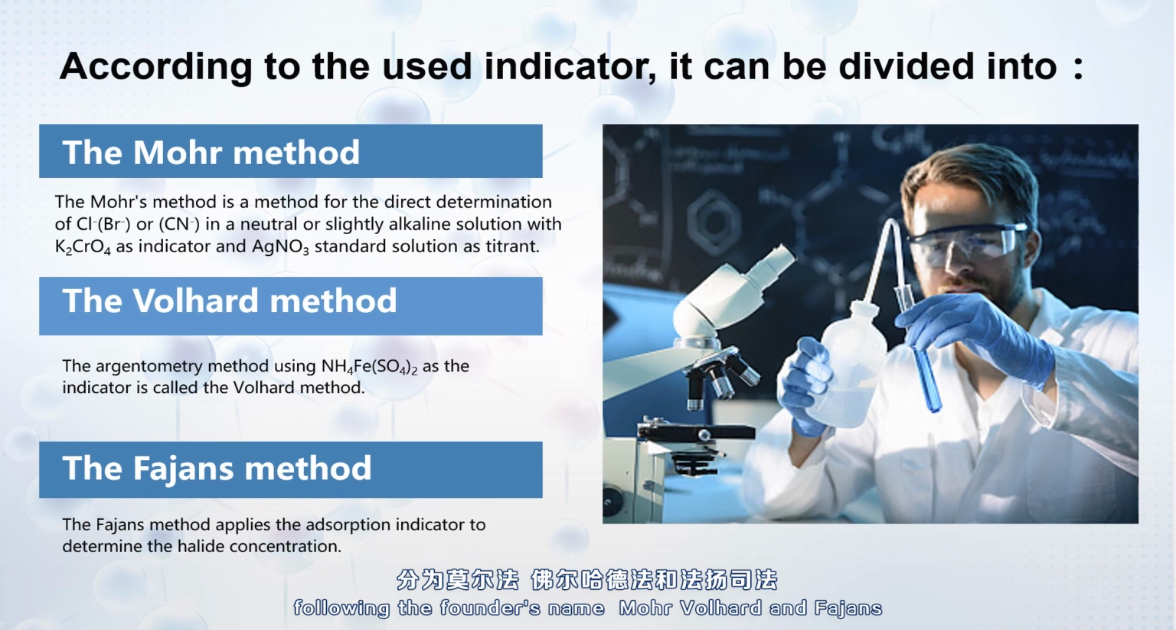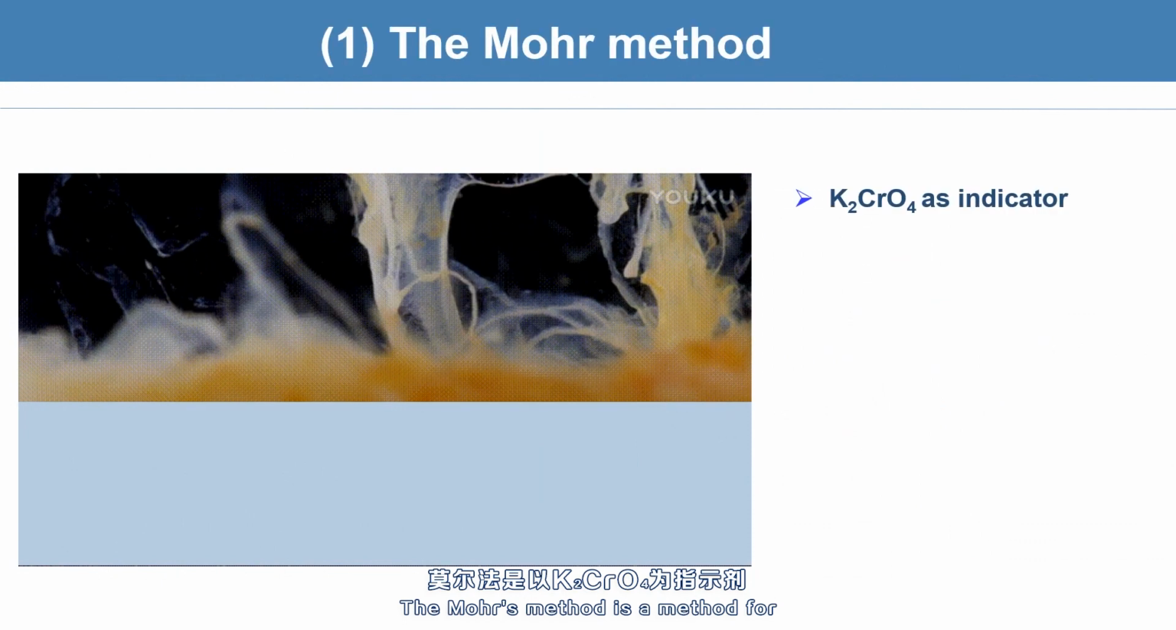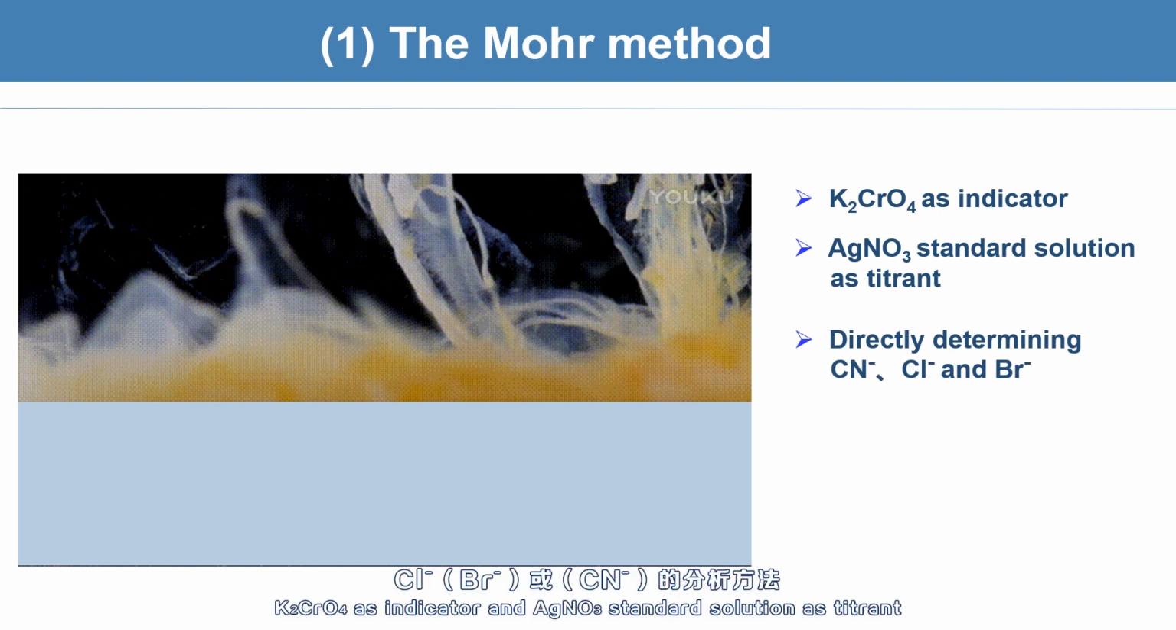Argentometry can be divided into 3 types, according to the indicator used, following the founders' names: Mohr, Volhard, and Fajans. The Mohr method is a method for the direct determination of chloride or bromide in a neutral or slightly alkaline solution with potassium chromate as indicator and silver nitrate standard solution as titrant.